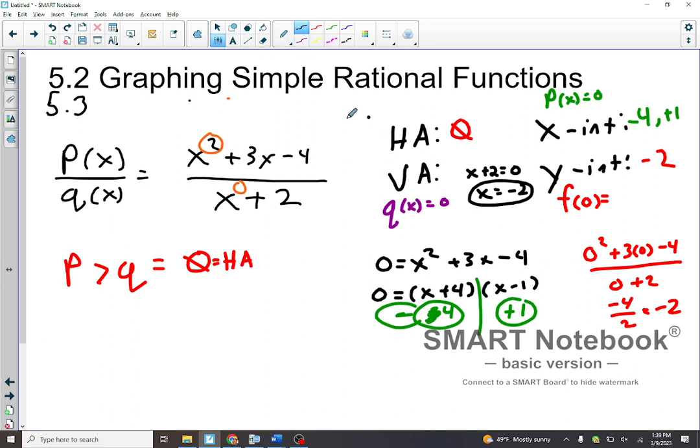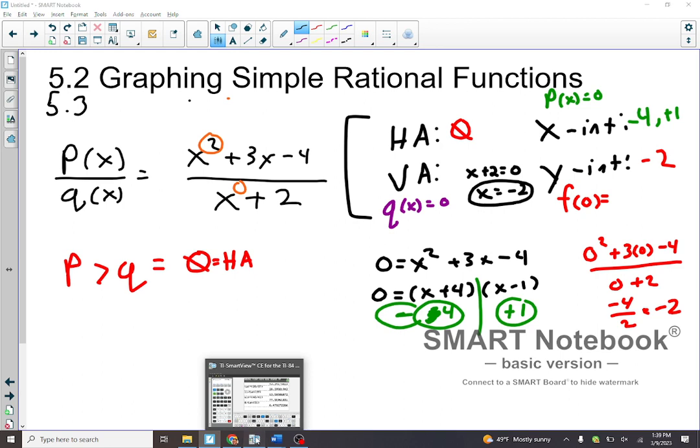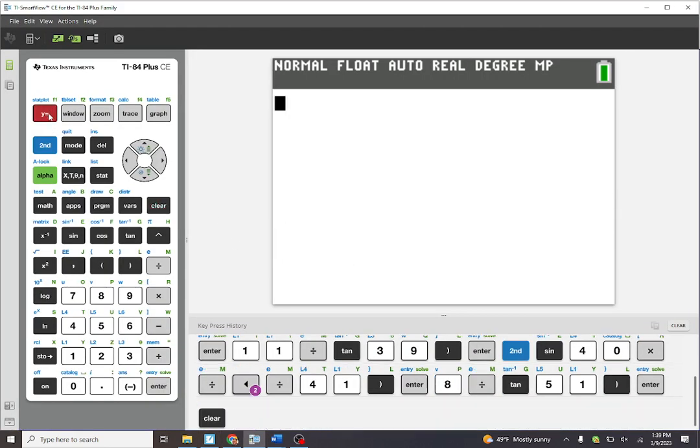So these things you're going to have to find. That'll be one part. And then you have to graph this. When graphing this, use your calculator. Why make your life hard? So make sure you have your calculator for this.